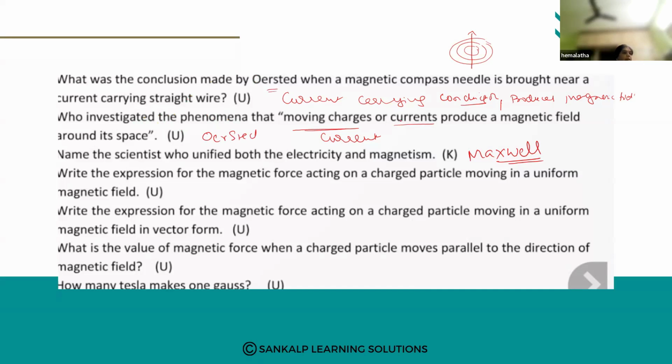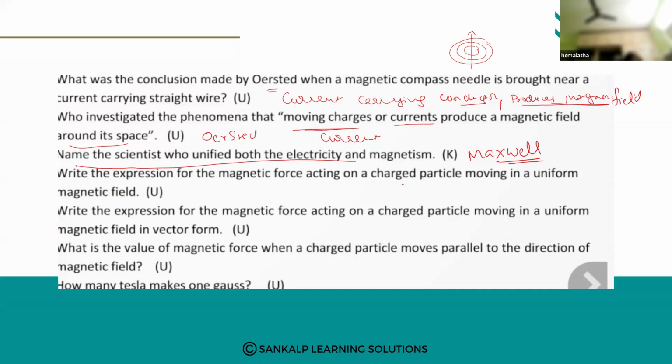A current carrying conductor, the moving charges or currents, produce a magnetic field around its space. Okay, if there is a current carrying conductor, then it produces a magnetic field, correct? That's what I told. Okay, so this was answered. Next: write the expression for the magnetic force acting on a charged particle moving in a magnetic field.